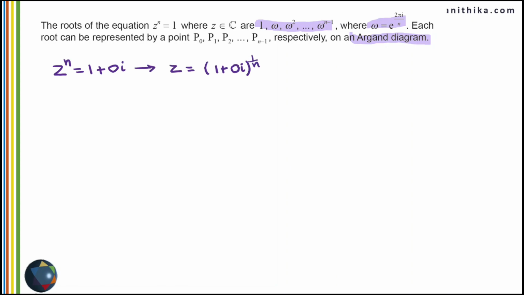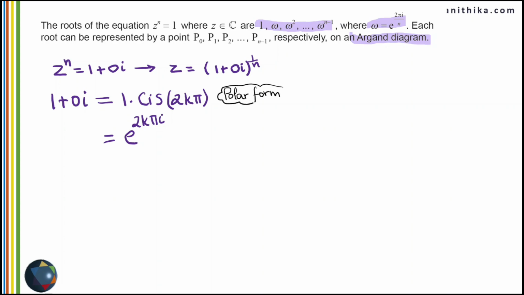So when z to the power n equals 1, we can write 1 as 1 plus 0i. So z becomes 1 plus 0i to the power of 1 over n. Let's think about how we solve the nth root of unity, and this is how we do it. We find the modulus and argument of 1 plus 0i, which will give you 1 cis 2k pi, or e to the power of 2k pi i. This is in polar form and this is in exponential form. So we have both the forms written here for 1 plus 0i.